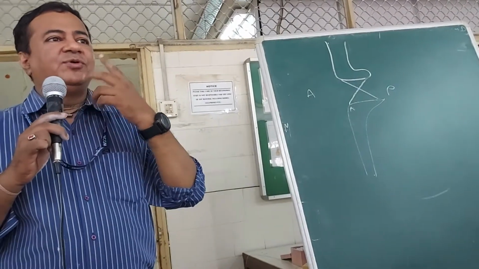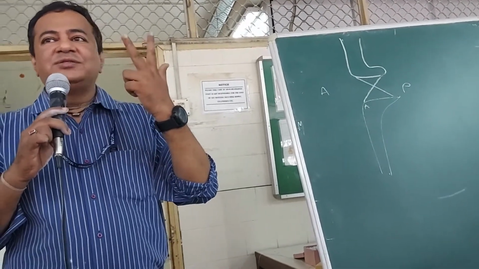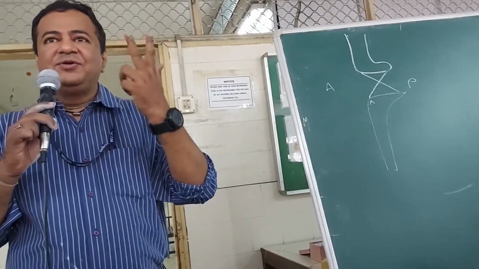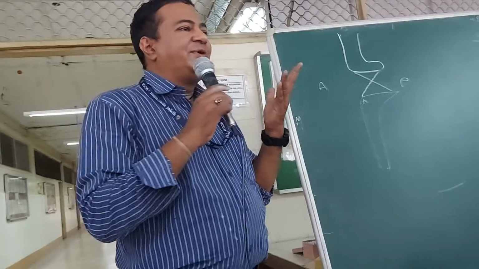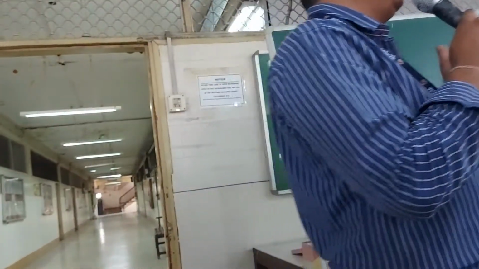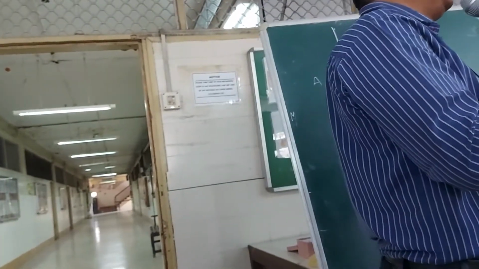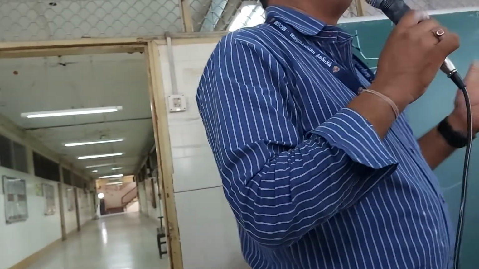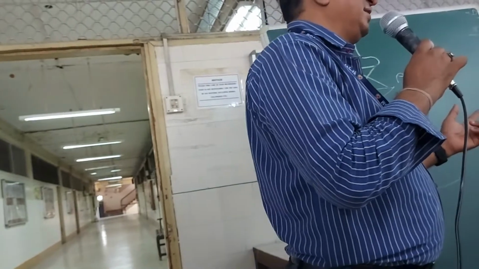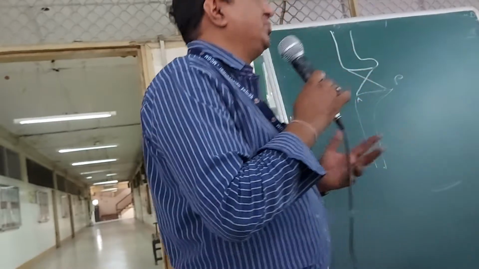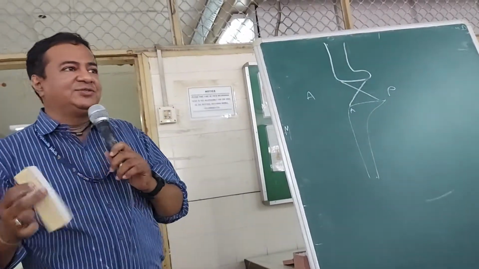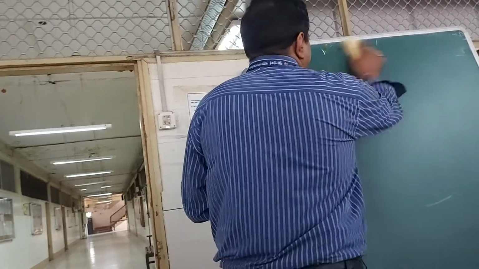So where did we reach? 1 was capsule, 2 was two thickenings of the capsule, 3, 4 was tibial collateral ligament and fibular collateral ligament, 5, 6 was two menisci, 7, 8 was two cruciate. Now two remain: the last two are the popliteal ligaments.